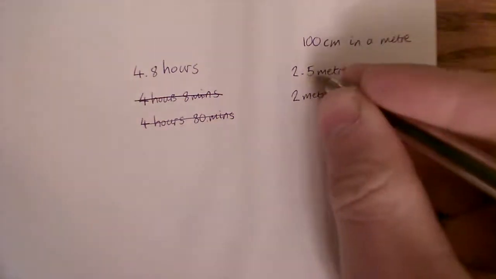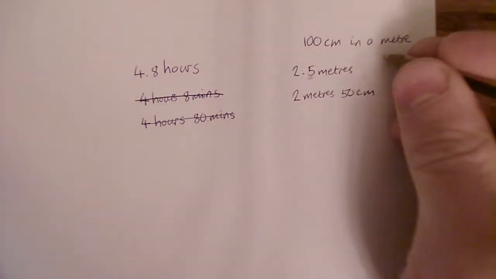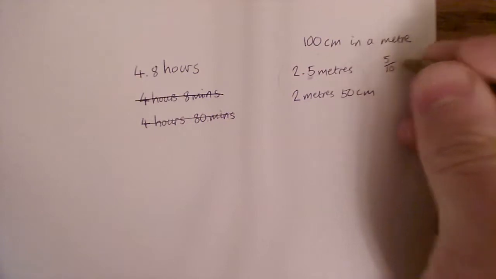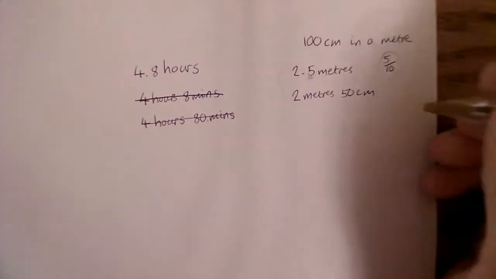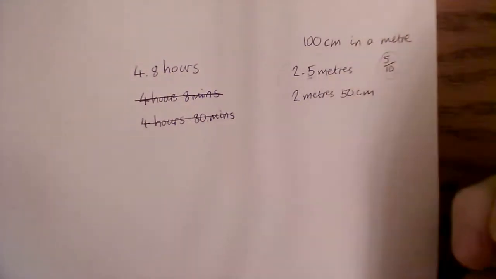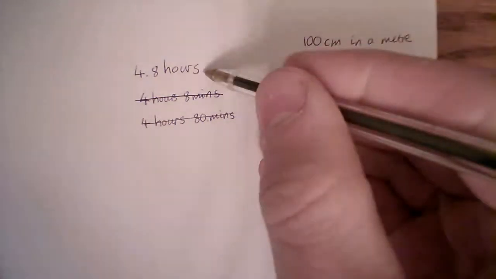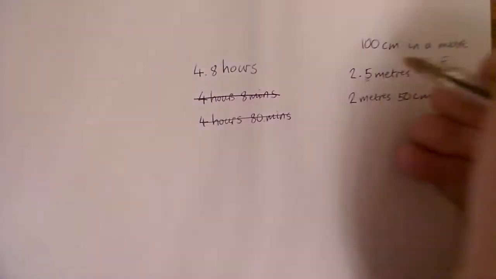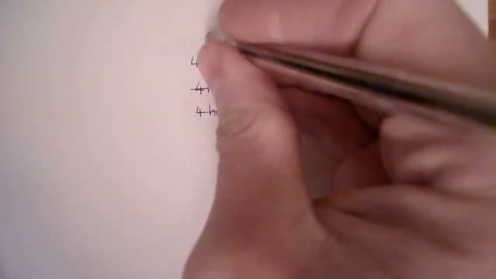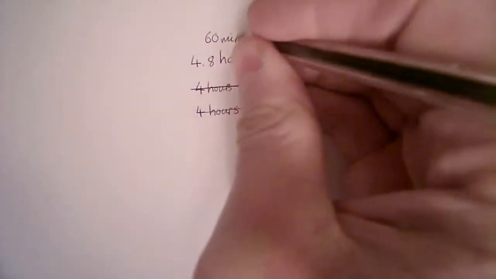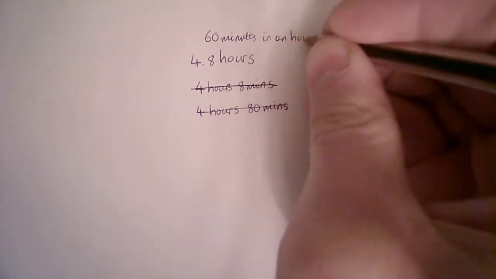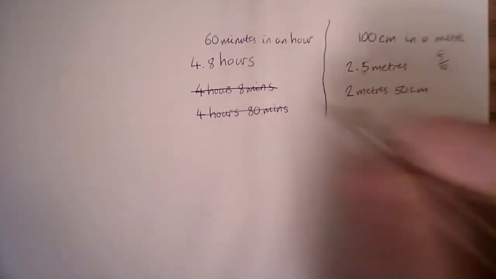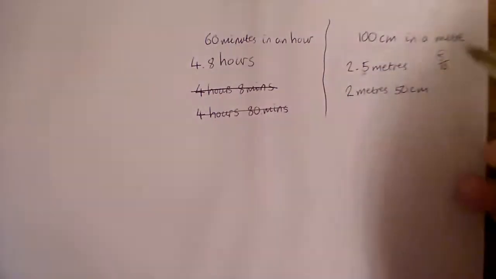Okay, and 0.5 here means 5 out of 10 or 50 out of 100. So that, because things are out of 10 and 100, everything works as you might expect. Over here, it doesn't work. The reason it doesn't work is because things are not out of 100 anymore. There are 60 minutes in an hour. And that is a really important thing to realize. This doesn't work because these are out of 60 rather than out of 100.